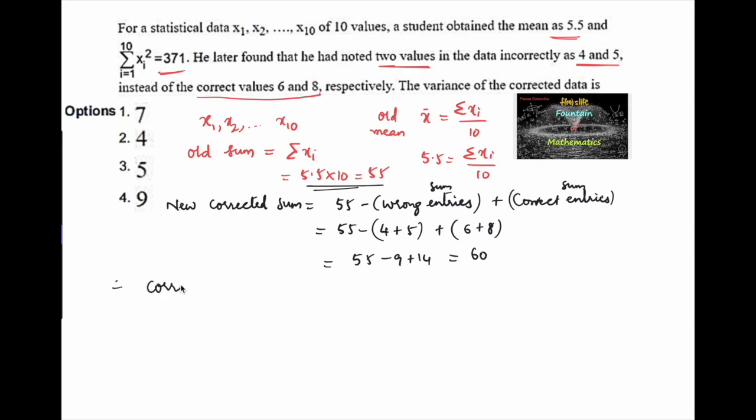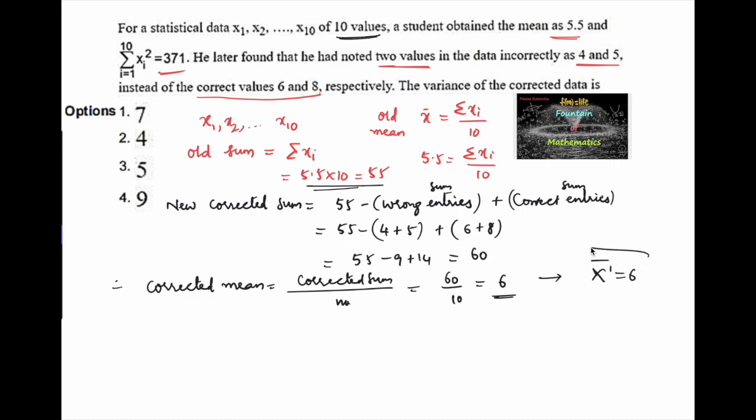Therefore, the corrected mean is equal to the corrected sum divided by the total number. The number of values will not change, so 10 values are there, so 60 upon 10 is 6. So this is the correct mean, x dash bar. And let us see the squares.